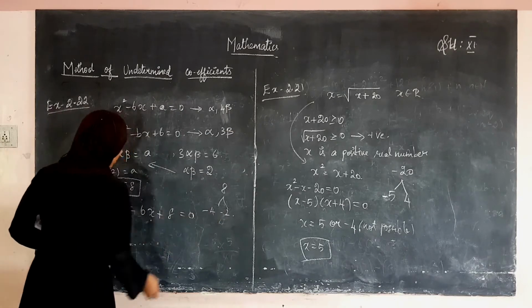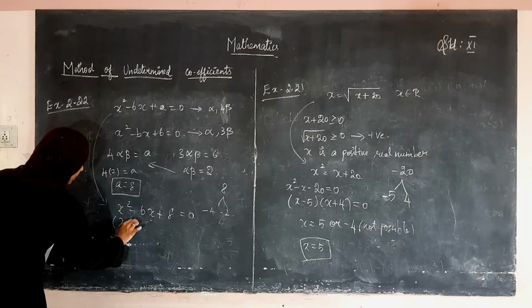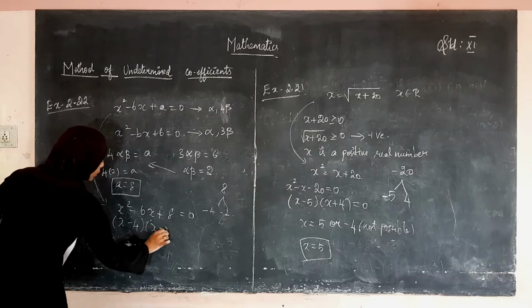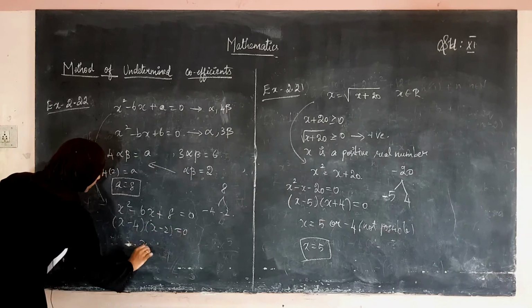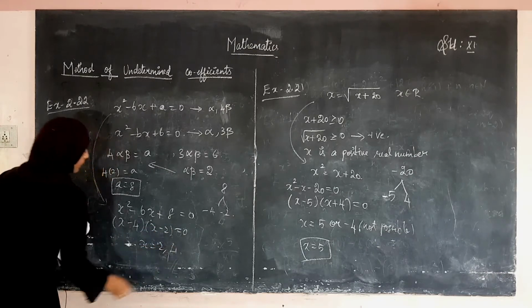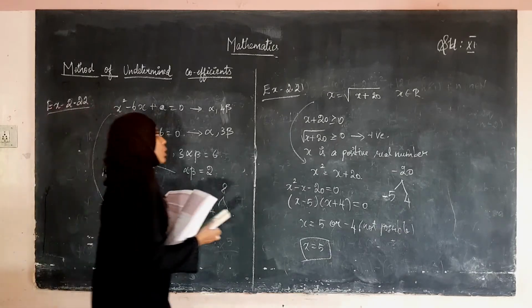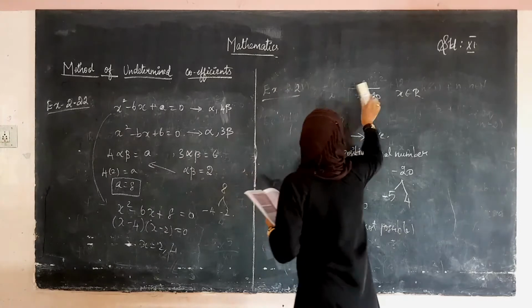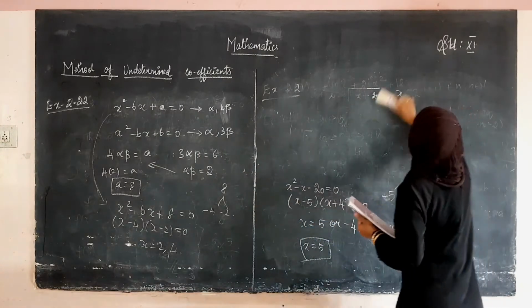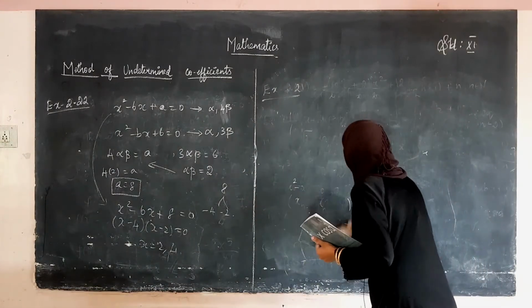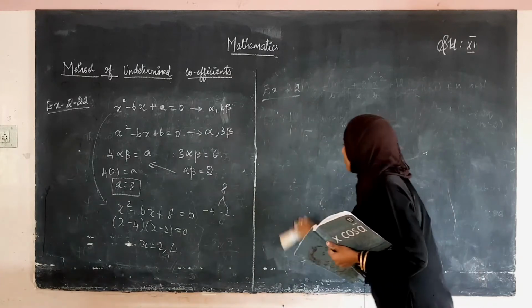Therefore, minus and minus on both sides. So what happens is x minus 4 into x minus 2 is equal to 0. The value of x is equal to 2, 4. That is, one of the roots is 2 and one of the roots is 4. So now we have to find which one is alpha and which is beta. We have to find the value of alpha and beta.